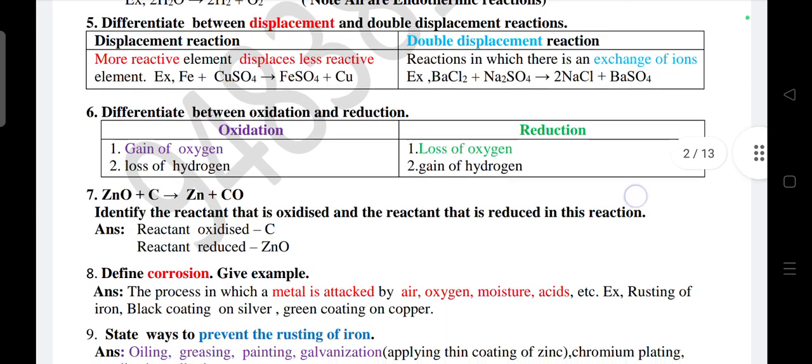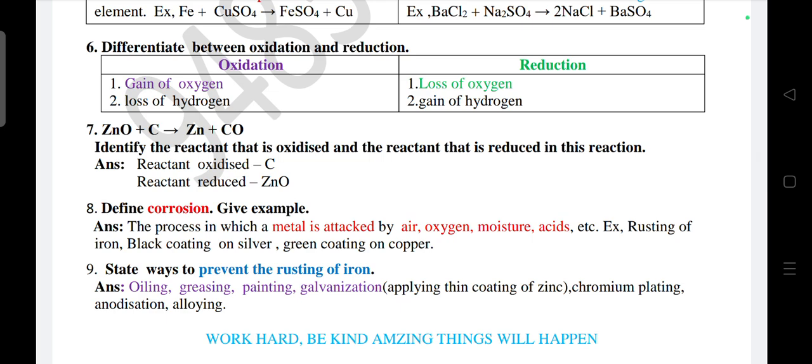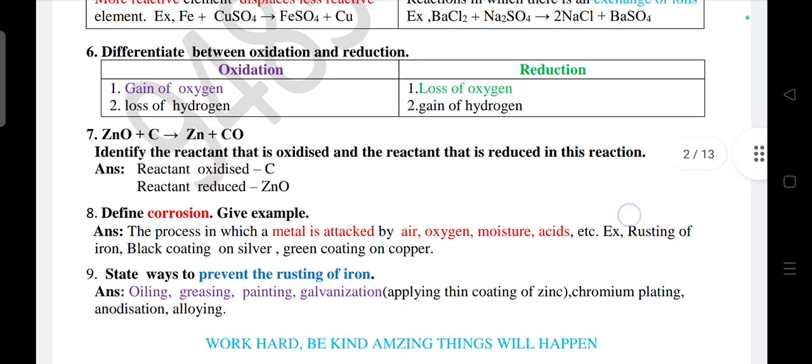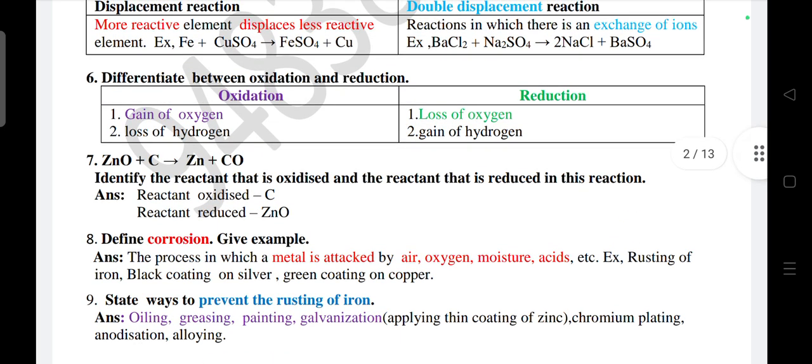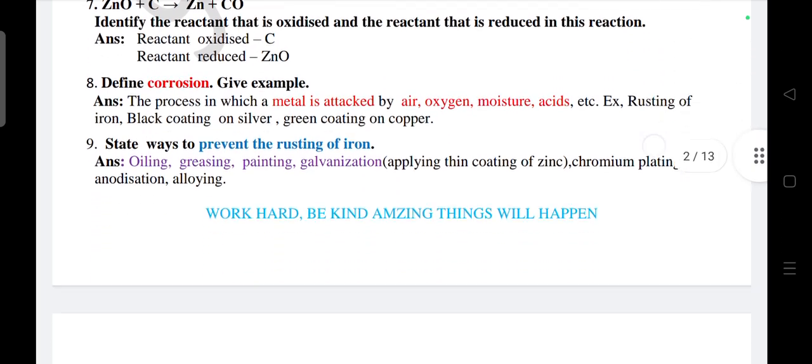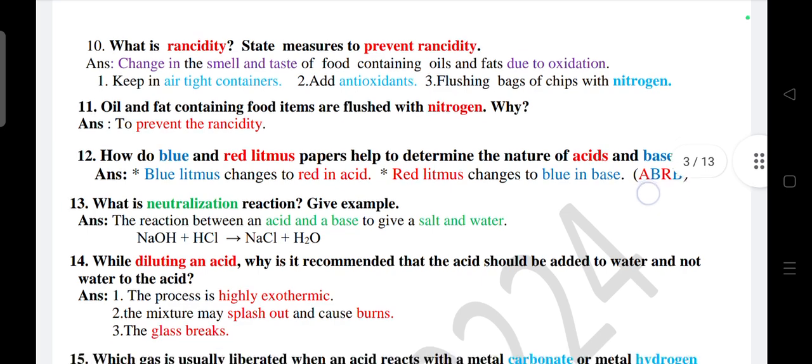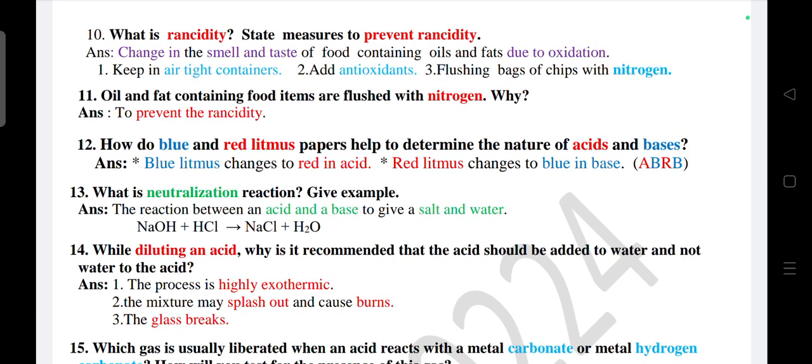Oxidation and reduction. Identify the reactant that is oxidized and the reactant that is reduced in this reaction. Then define corrosion. Give an example. State ways to prevent the rusting of iron. Then what is rancidity? Then oil and fat containing food items are flushed with nitrogen.